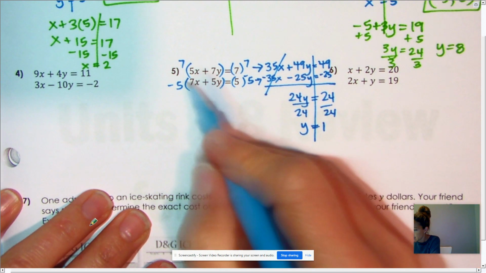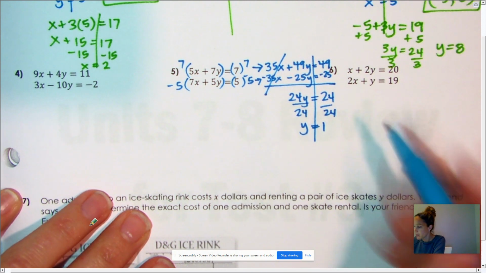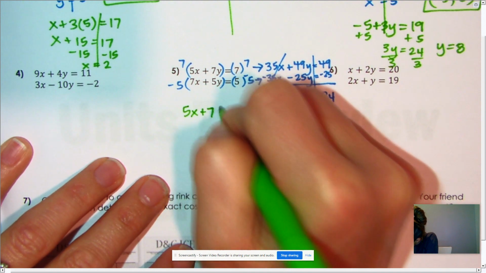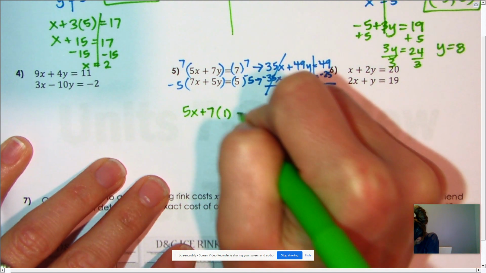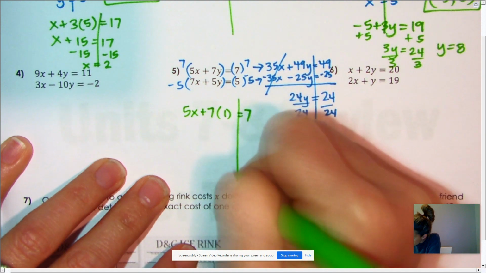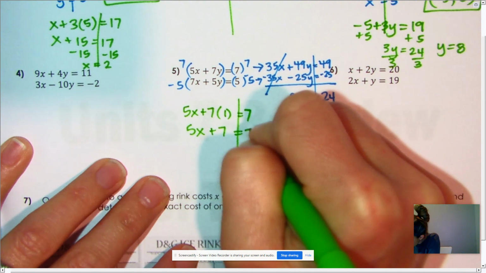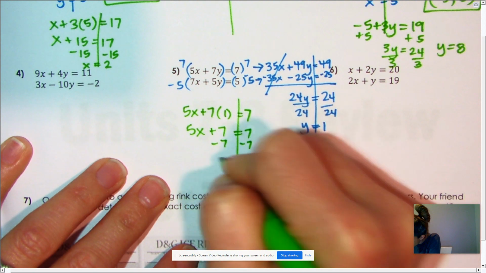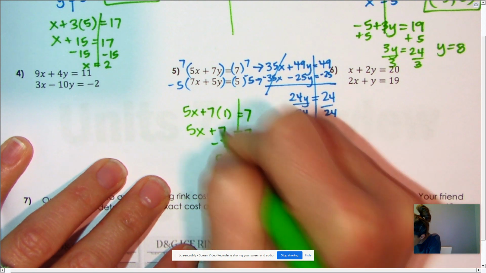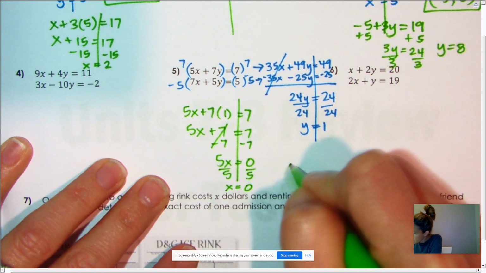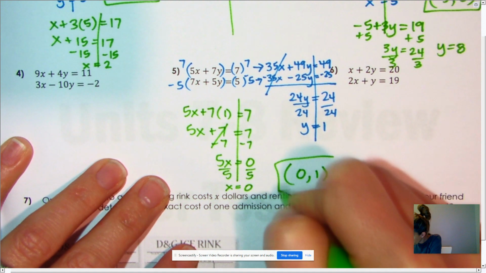Now I'm going to plug that back into either one. I'll just use the top one. So we have 5x plus 7. I know what y is. Y is 1. So I'm going to say 5x plus 7 equals 7, minus the 7 on both sides. So 5x equals 0. And then divide by 5, so x is equal to 0. So my answer then would be (0, 1).